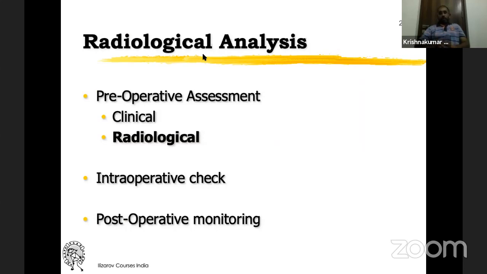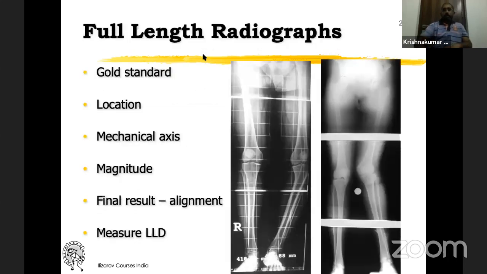That helps in intraoperative checking, and also postoperatively, whether your correction is perfect or not, you can be clear with your radiographs. So this is the gold standard for deformity analysis: a full-length radiograph, right from the hip to the ankle, in a single exposure. The patient has to be positioned at a distance of 10 feet from the X-ray machine. The exposure factors should be set up for the hip joint, and the beam should be centered at the knee.